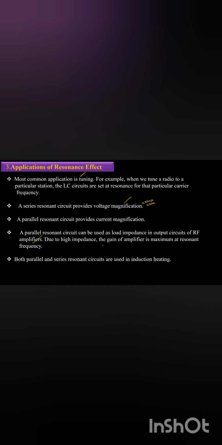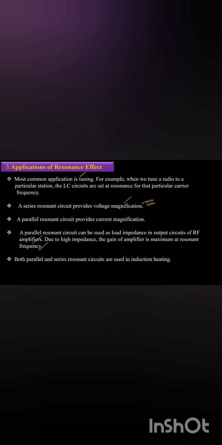Due to high impedance, the gain of the amplifier is maximum at a resonance circuit. That is, in radio frequency amplifiers, we have to use the parallel resonance circuit as a load impedance. Once it is used as a load impedance circuit, due to high impedance, the gain of the amplifier is maximum. You know that at parallel resonance condition, in a parallel circuit, impedance is maximum.